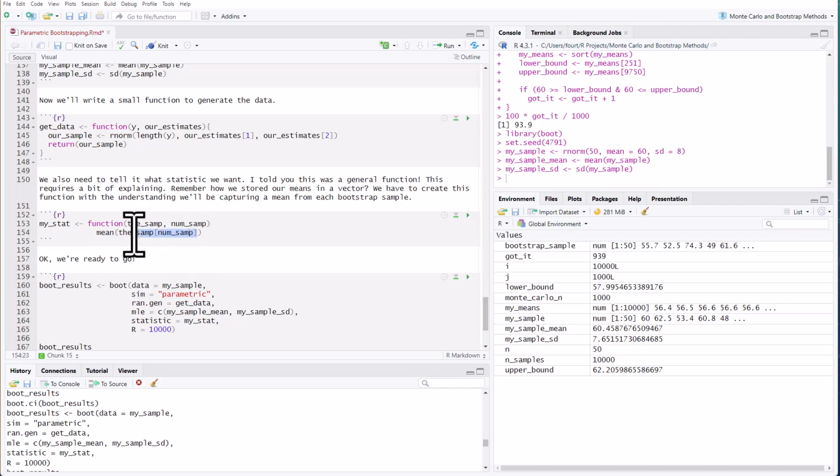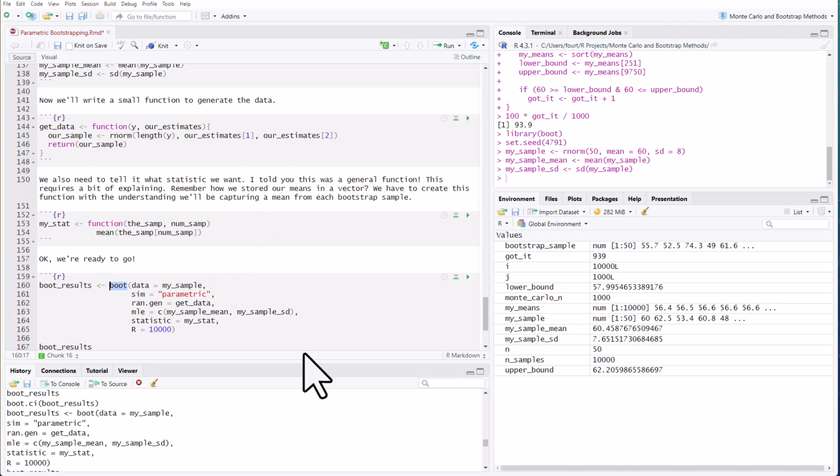So we have to take the sample and indicate a variable here with the number of the sample. So those two things need to be passed to the function, and that will happen automatically once we specify the parameters of our function, which is called boot.